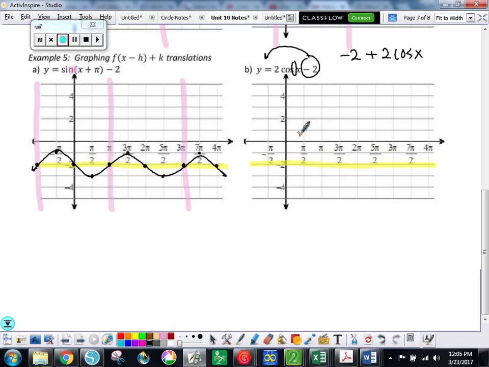So from my midline, it is 2 above. The period hasn't changed. So at 2 pi, it's 2 above my midline. And halfway between those two, it is what? 2 below the midline. Between those two, it's where? At the midline. And then now do we have our pattern? We know how much it is between each box? And just make sure it does not cross this top line or the bottom line.